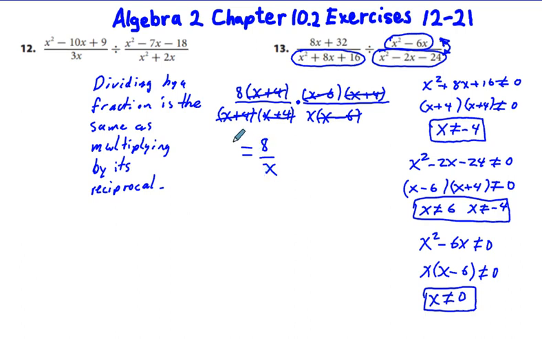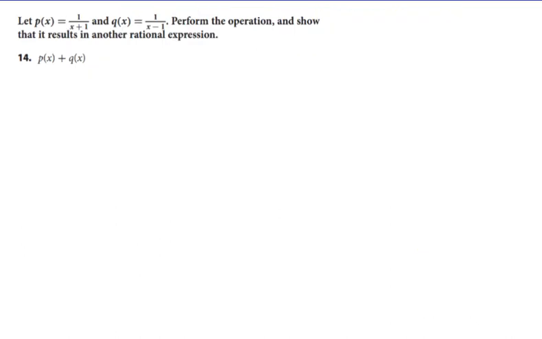And 8 over x is our simplified answer with all these exclusions. And the only one obvious from this final answer is x cannot equal 0. We already determined that earlier. Okay. Let's go on to the next modular problem, which is 15.